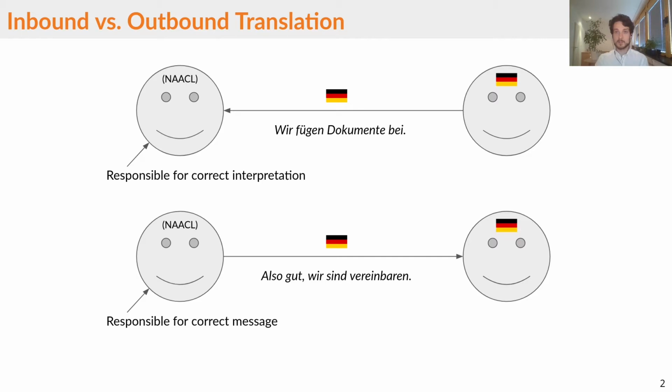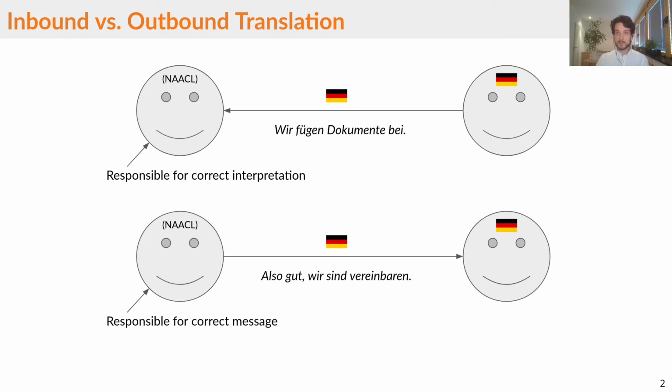Machine translation usage can be roughly divided into inbound and outbound translation. In inbound translation, we are the recipients of a message in a foreign language, and it is our responsibility to understand it correctly. Prototypically, it is reading a website in a foreign language. In the first row, we are perhaps reading a German email, and of course it is up to us to decode the correct meaning. Here we are assuming that German is a foreign language. For our personal use, it may be enough to use publicly available MT to get the gist of the message.